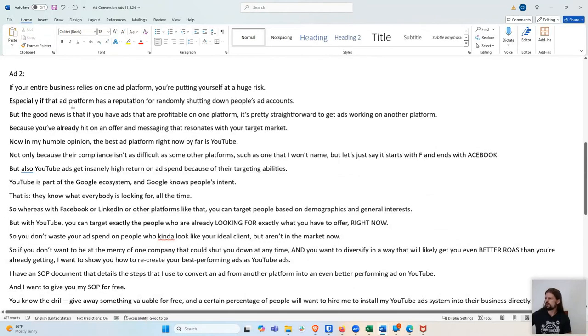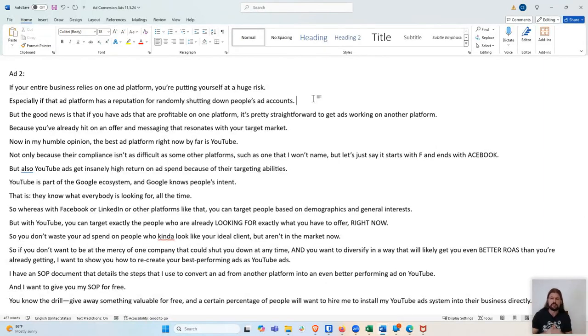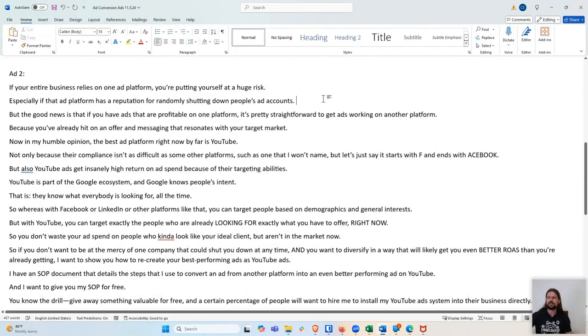Especially if that ad platform has a reputation for randomly shutting down people's ad accounts. Everybody who's advertising on Facebook knows this, or has been for a while. They know that they do this. And so I'm supporting my position. I'm not just fear mongering. This is a real thing. I'm not just making this up.